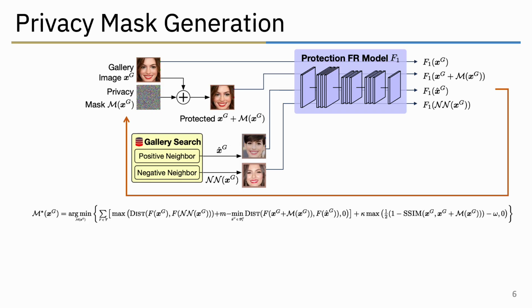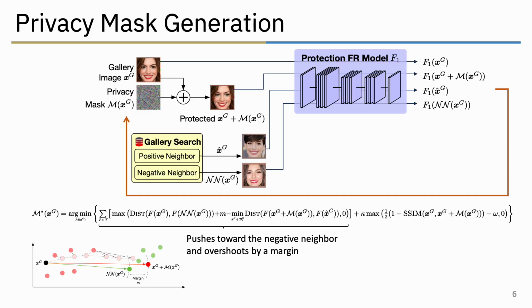The way it gets optimized is that given a known FR model, we require the privacy mask to protect the facial image by pushing it in the embedding space towards the direction of the closest facial image of a different person. And it must overshoot by a margin. This is captured by the first term in the objective function. The second part is to ensure image quality. We require that the protected image should be visually similar to the unprotected one.